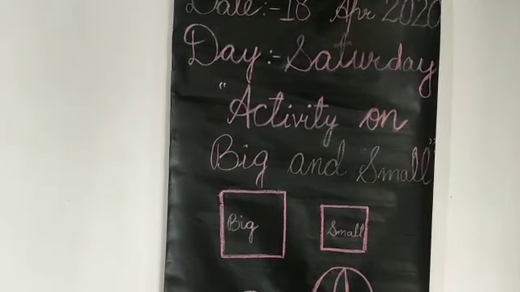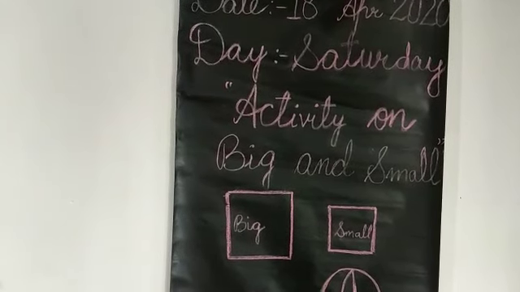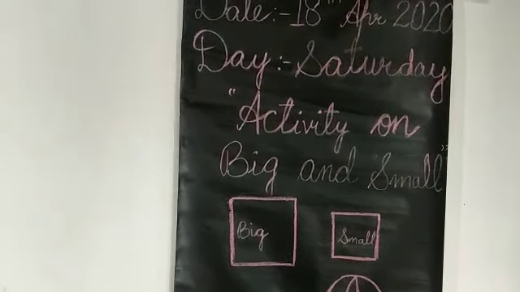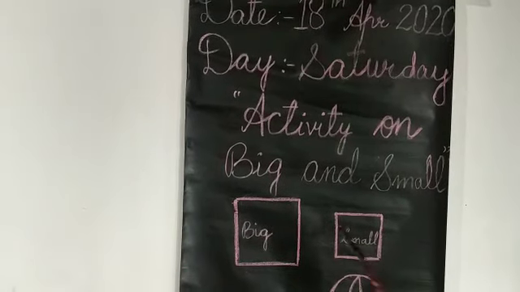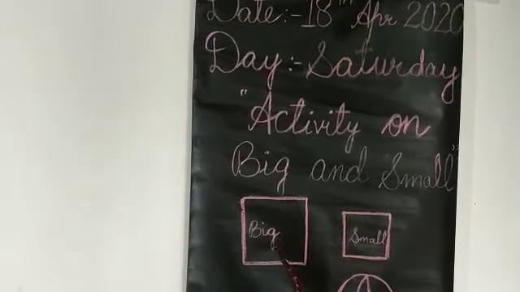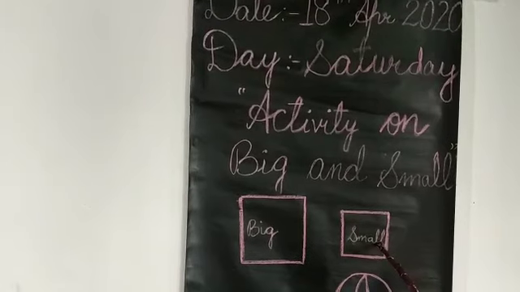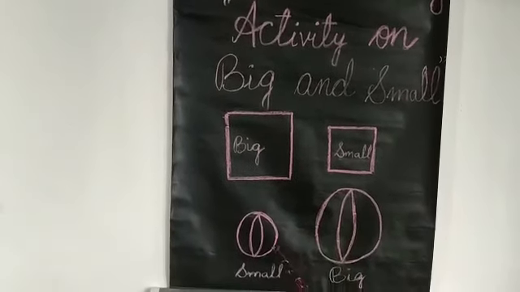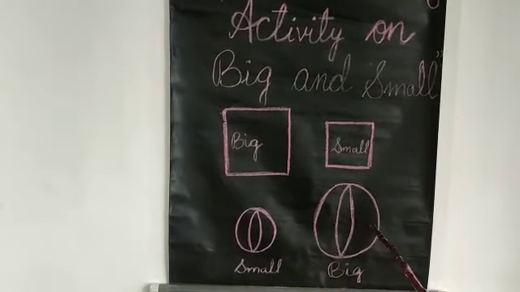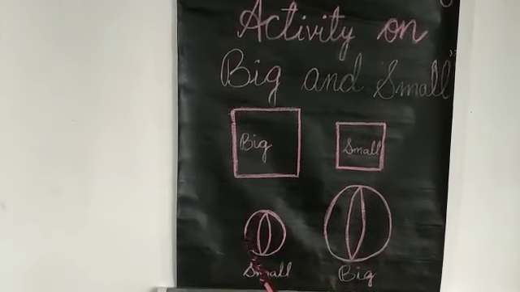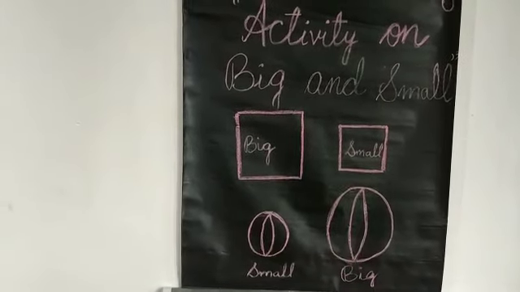Are they of same size? No. They are of different sizes. Like here I have two squares. Are they of same size? No. One is big and another is small. Another example is here. Here are two balls. Are they of same size? No. One is small and another is big.